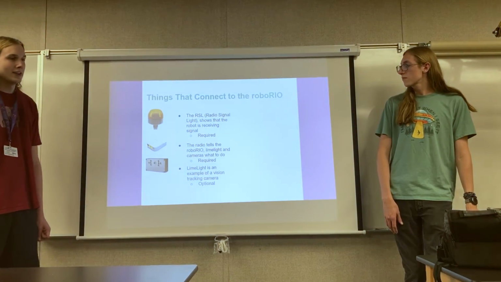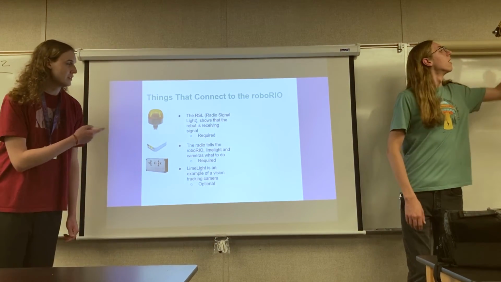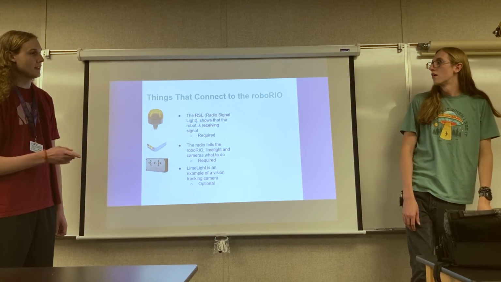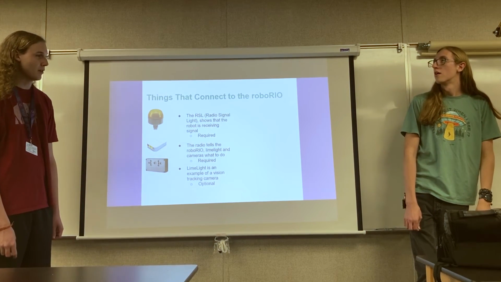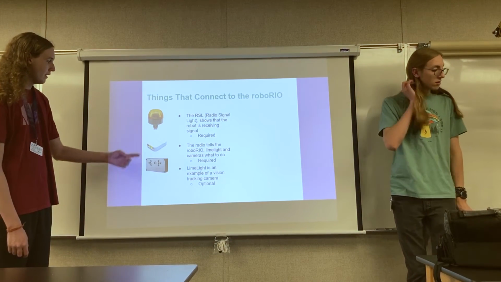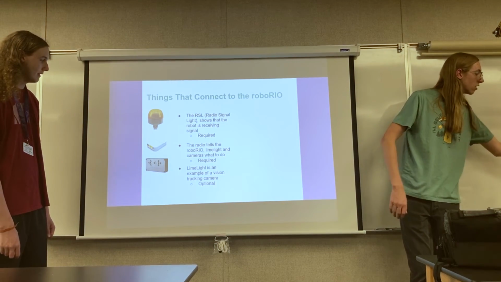So the things that connect directly to your Robo Reel is the RSL light, which is always blinking whenever your robot's initialized or solid. It's one of the two that indicates your robot's on and it can move at any time, to let everyone know. And also the radio, which is just a little router which communicates with the laptop.